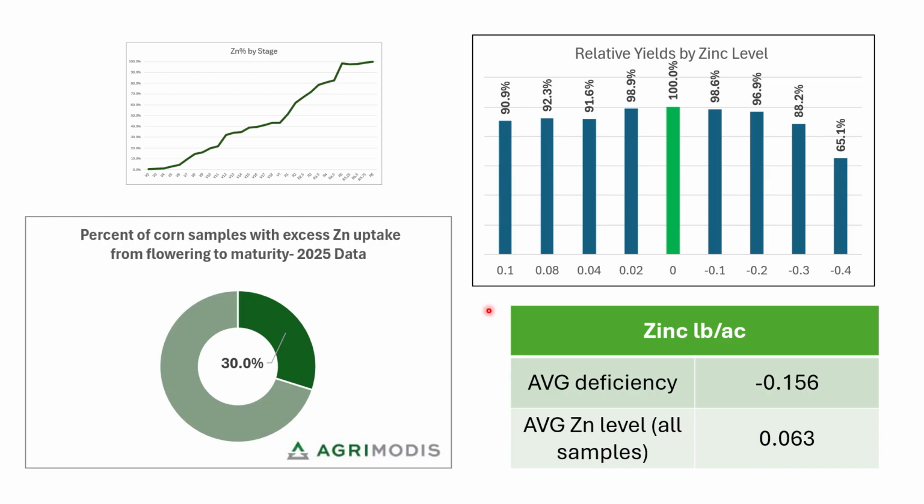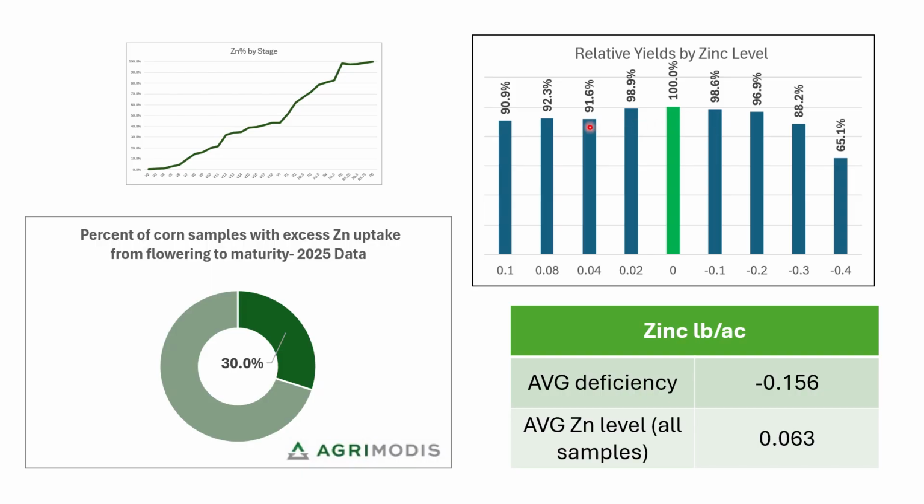So for Agrimodis, we had about 70% of the samples show some sort of zinc deficiency, although most of the time it was really, really low. And 30% had an excess amount of zinc. Relative yields up here in this chart, the green is your no deficiency, no excess column. You had 100% yield at that. As you drop to a negative 0.1, or if you increased zinc to an excessive 0.02 pounds, you did have a little bit of a yield wobble by about 1%.